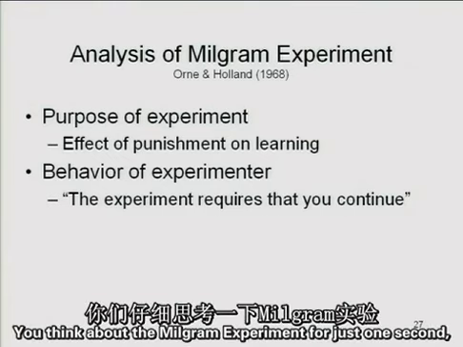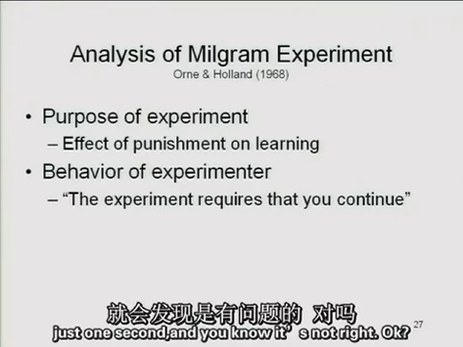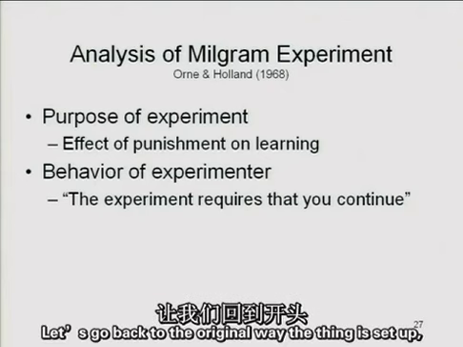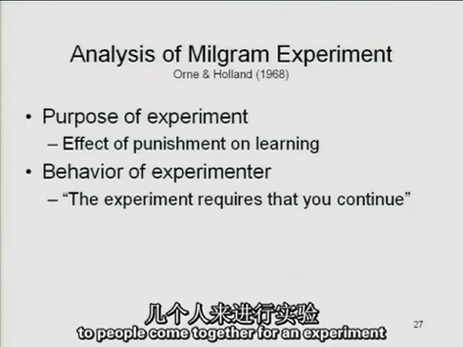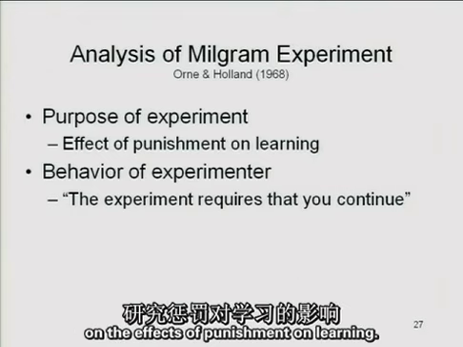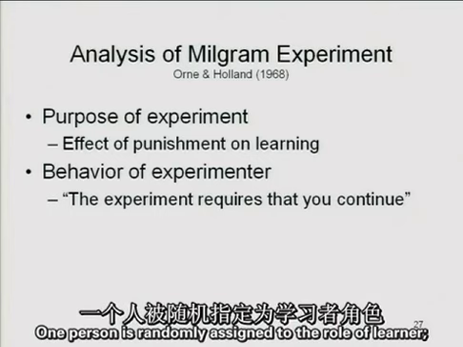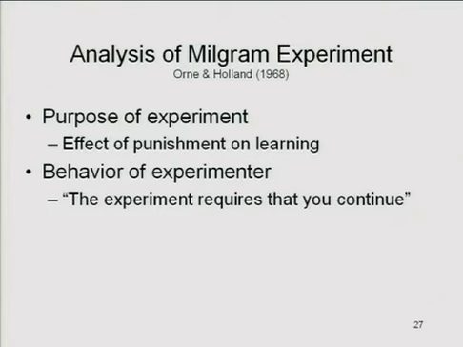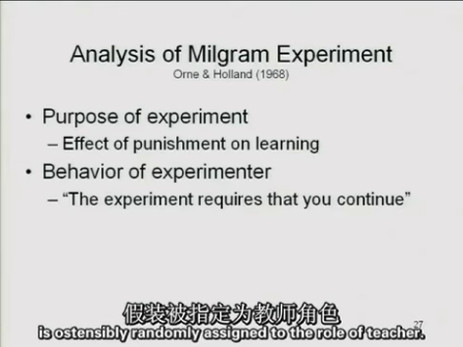You think about the Milgram experiment for just one second, and you know it's not right. Let's go back to the original way the thing is set up. Two people come together for an experiment on the effects of punishment on learning. One person is randomly assigned to the role of learner.